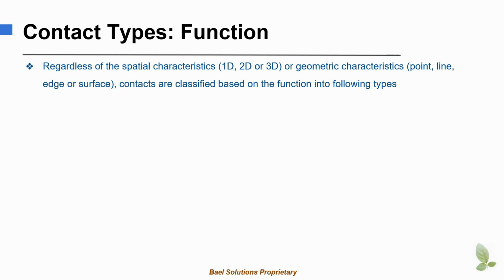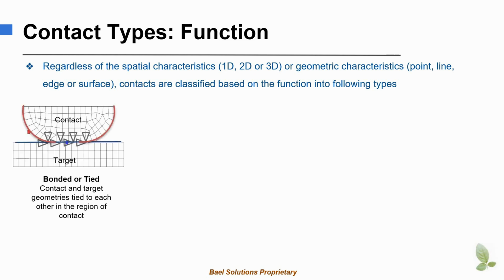First and the simplest type of contact is bonded or tied. In this type, the contact and the target geometries are tied to each other. They cannot move in the normal or the tangential directions with respect to each other.